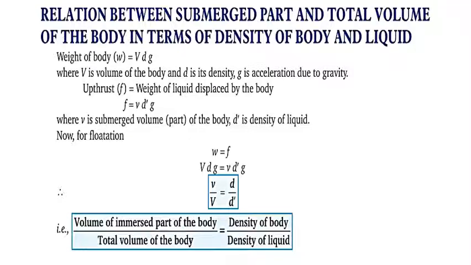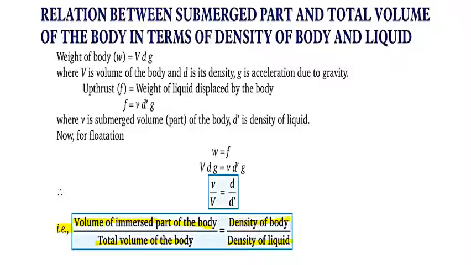Now what is the relation between the submerged part and the total volume of the body? This is very important for your numericals. Let us first see the formula. It says the volume of the immersed part of the body upon total volume is equal to the density of the body upon the density of the liquid. This formula is very important for solving the numericals.